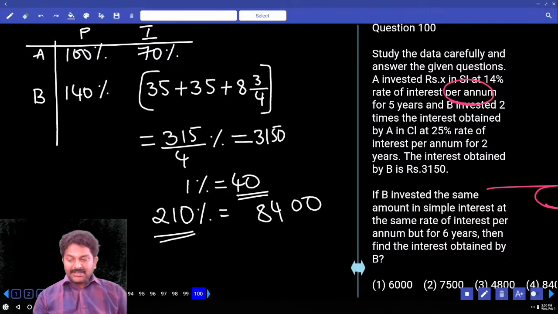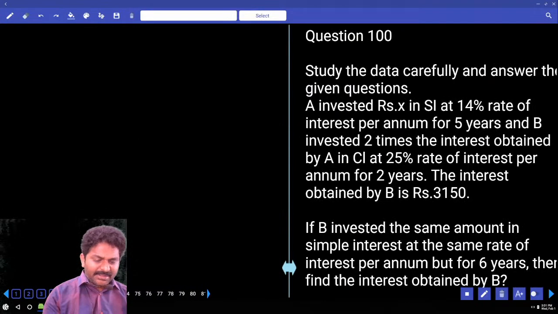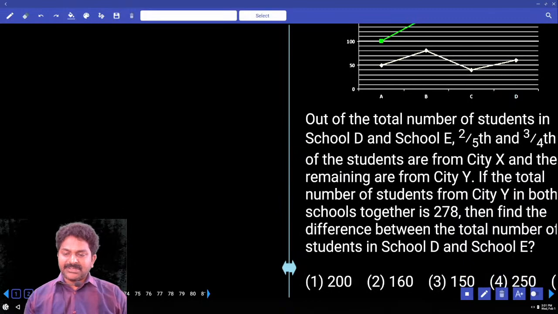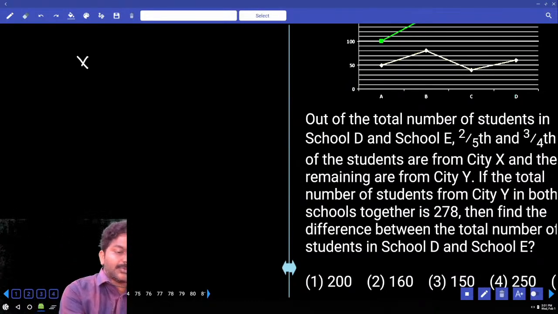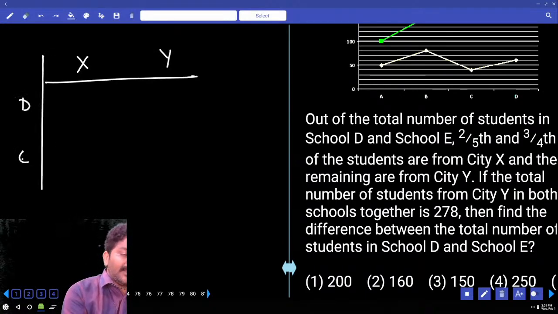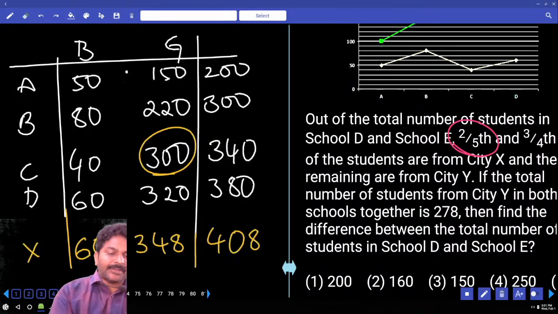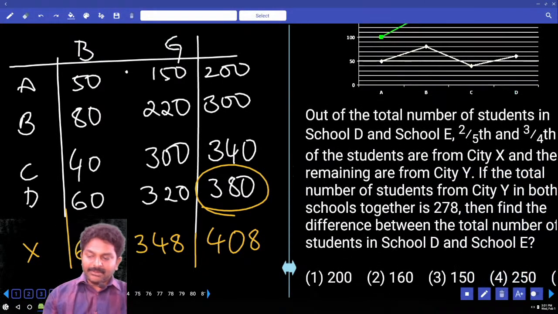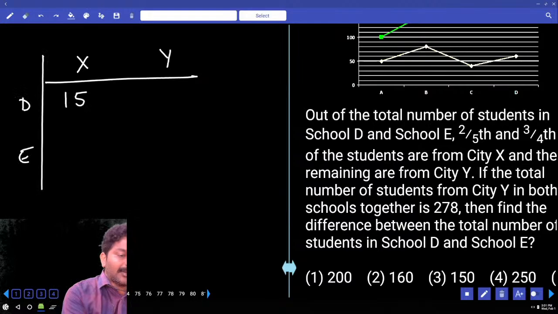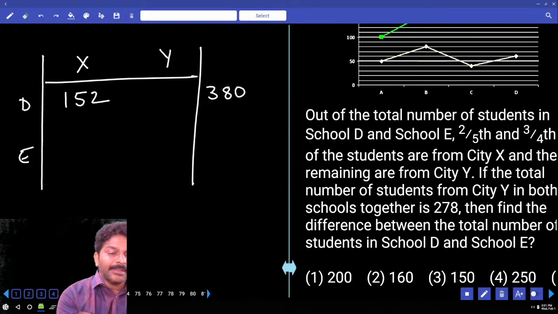Got it? Yes, there is one question left, right? What is that? 72. Out of the total number of students in school D and school E, 2/5 and 3/4 of the students are from city X. X and then Y. We have D and then E. In D, 2/5 of school D people, 380. Out of 380, 2/5 in the sense 40%, 10% double, 38, 76, 76, right? 76, 152. So 152 are here out of 380. Then the remaining people are 228. They will be in school Y.